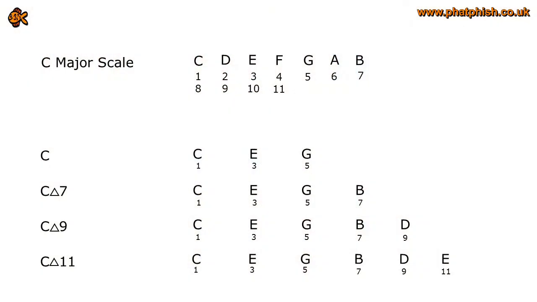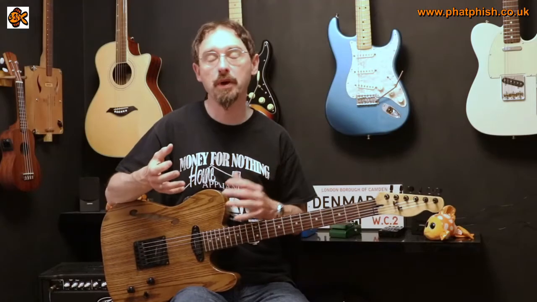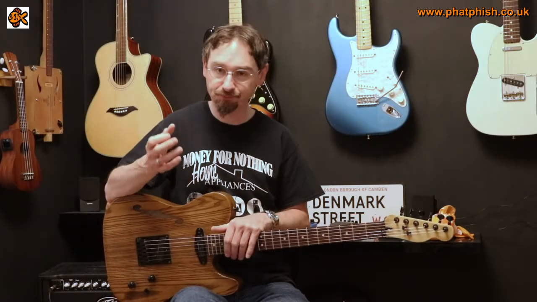So just looking at the notes in the C major scale, taking the 1st, the 3rd and the 5th to give us a major triad, the 7th degree gives us a major 7, bring in a 9th degree to give us a major 9, and keep extending that chord and add in the 11th degree, and we get a major 11 chord. It's a chord with the formula 1, 3, 5, 7, 9 and 11. So the harmonies are starting to get richer because we're bringing in more notes.